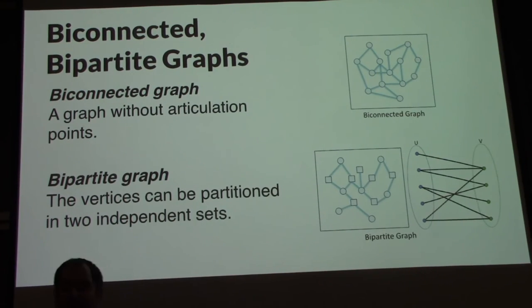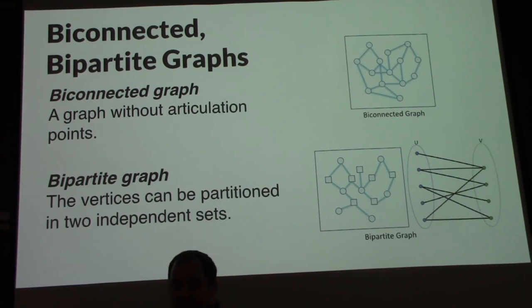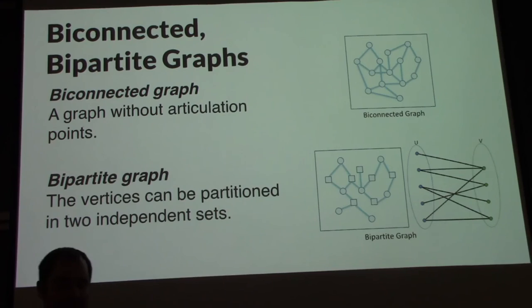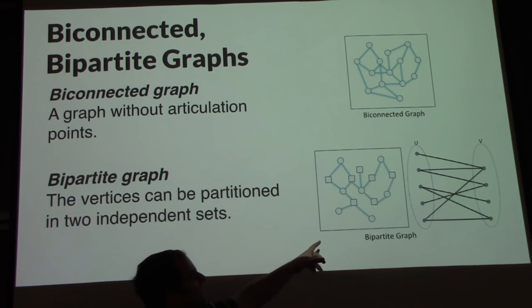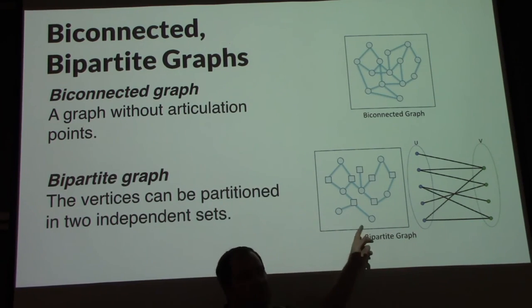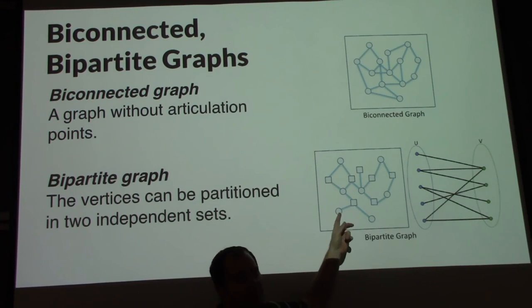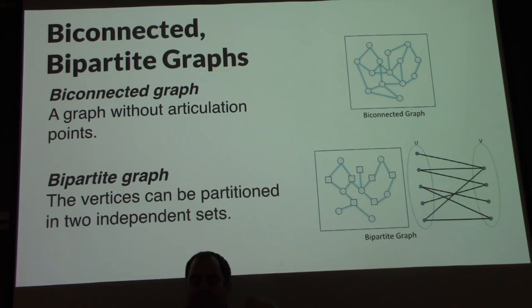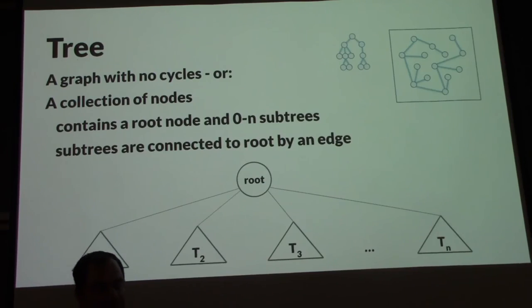A biconnected graph is a graph without articulation points. So here, I could delete any vertex without breaking up the graph. And a bipartite graph is a graph whose vertices I can partition into two independent sets, and there are no edges within a set. So in this example, there's never an edge from a circle to a circle, or from a square to a square. There's always only an edge from a circle to a square. These are actually quite common as well, and they're also an interesting visualization problem.